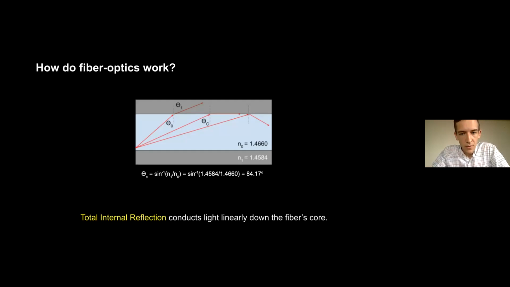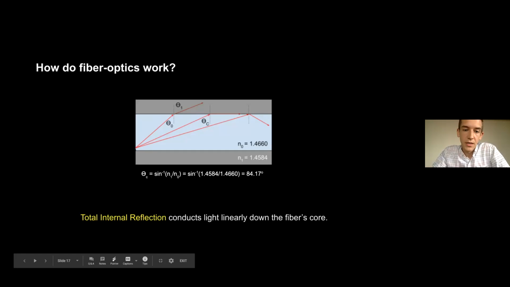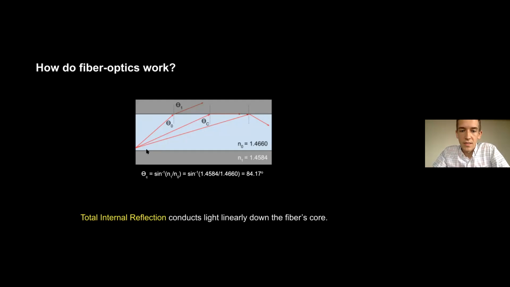So we kind of all have this understanding of how fiber optics work, right? Total internal reflection conducts light at a given angle down the core of a single mode fiber. We use single mode fiber in DAS. And that just means that one wavelength is allowed to conduct down this core, which is kind of the thickness of a human hair.